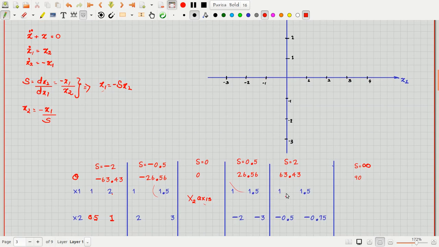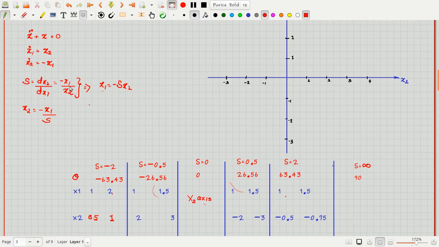Now, for another value, 1 and 1.5, we got these values of x2. Similarly, I have also taken another point here, s is equal to infinity. We had seen this in the previous lecture, I think. When the slope is infinity, which line would it be? Slope infinity means x2 equal to 0, right? Slope infinity means s is equal to infinity, x2 equal to 0.